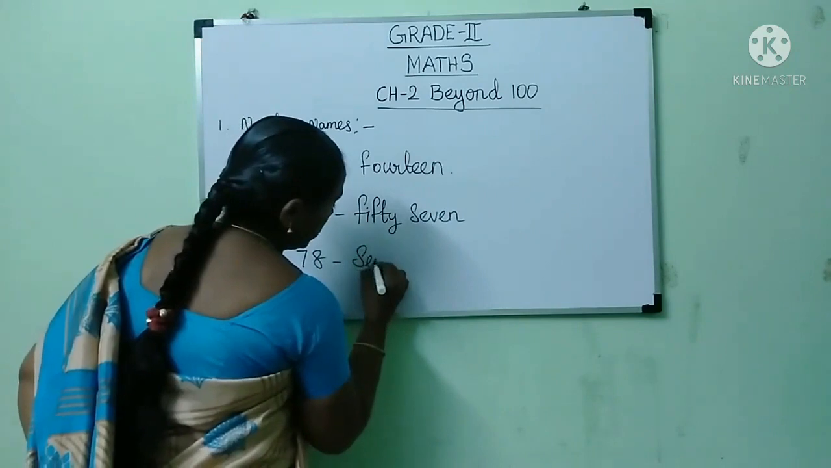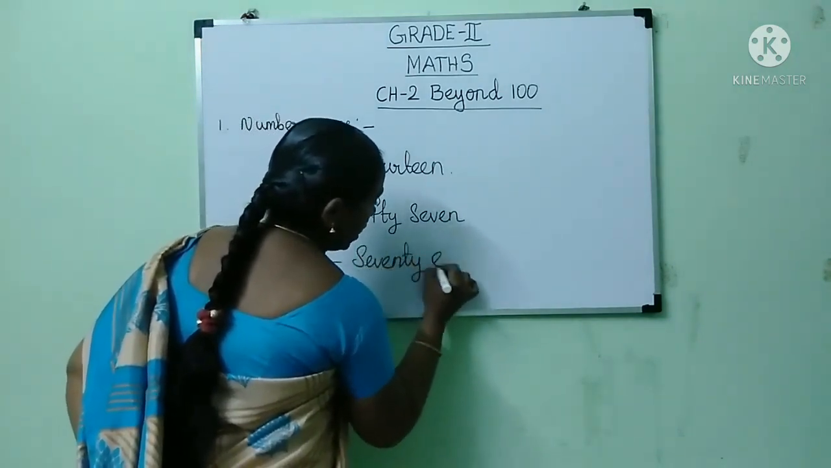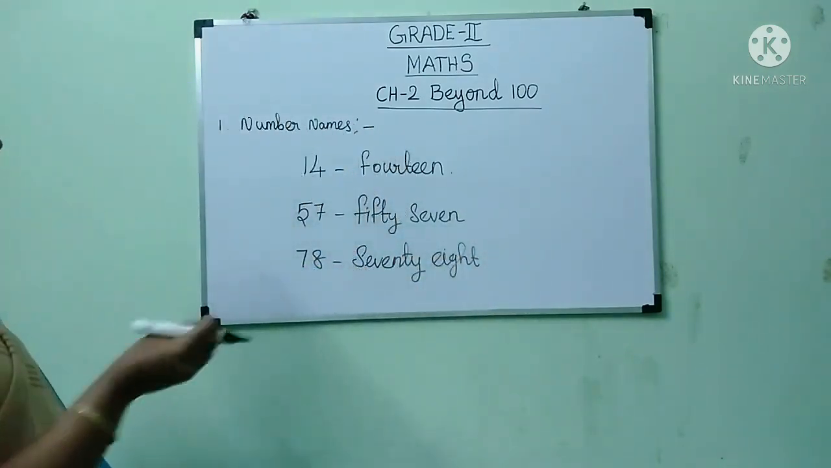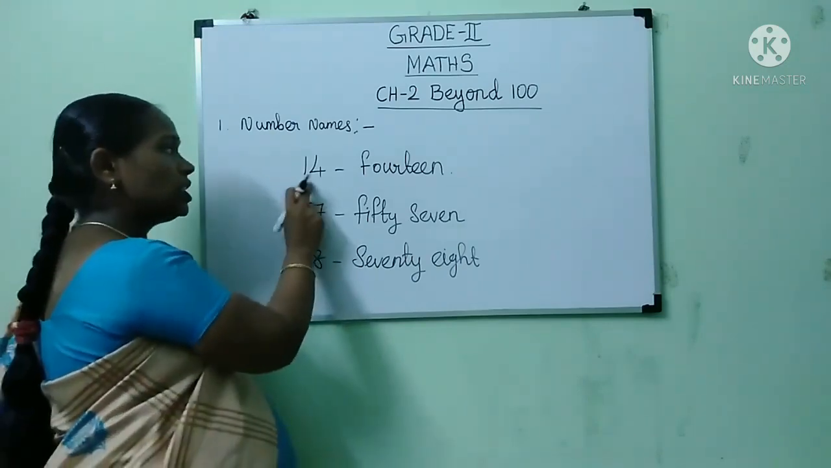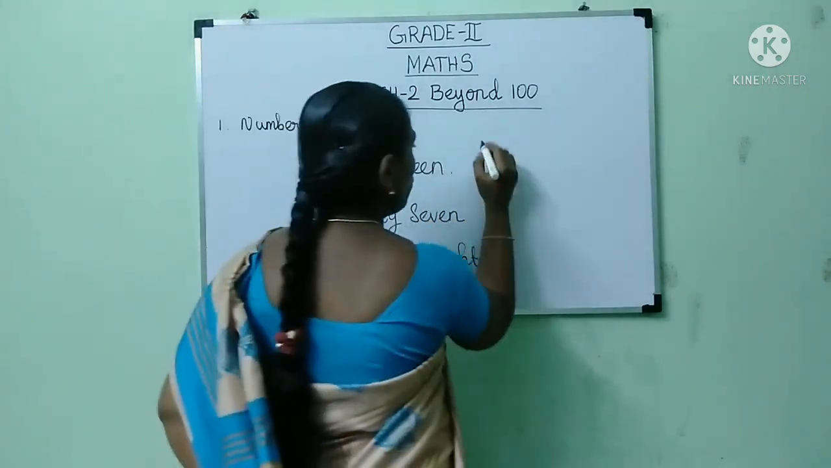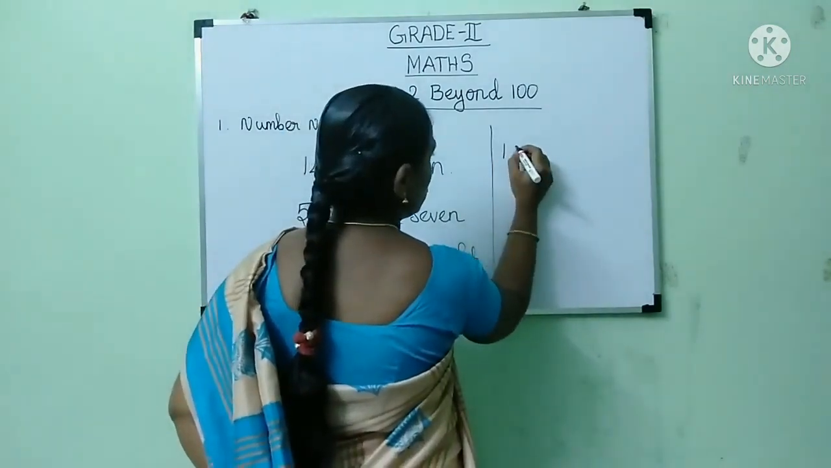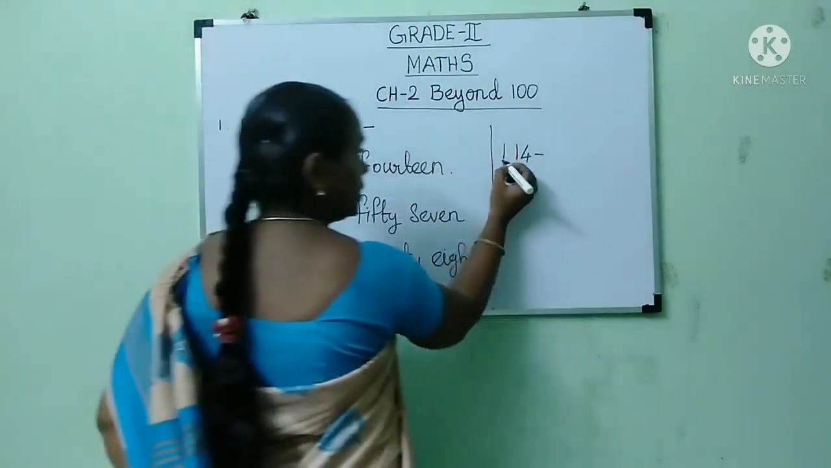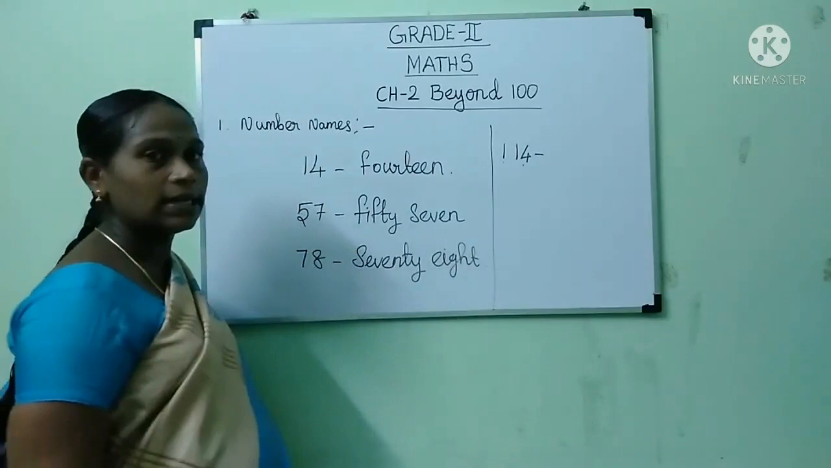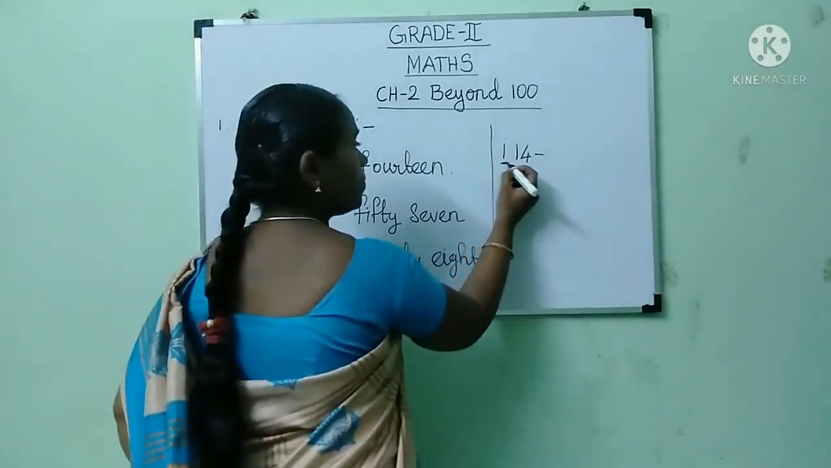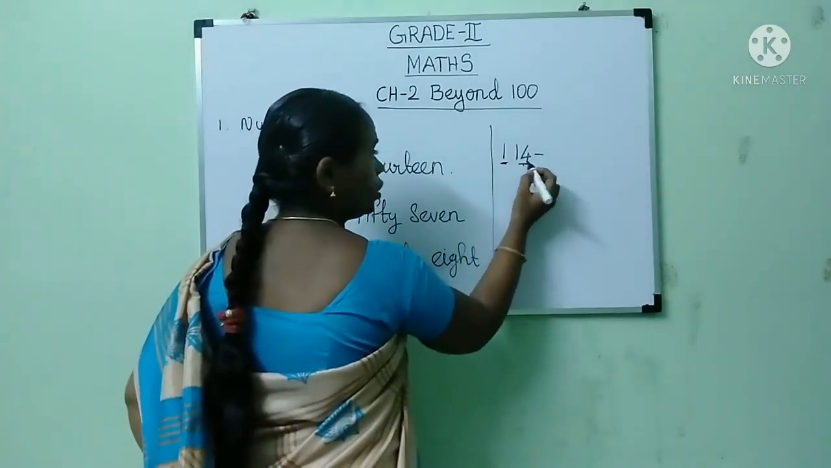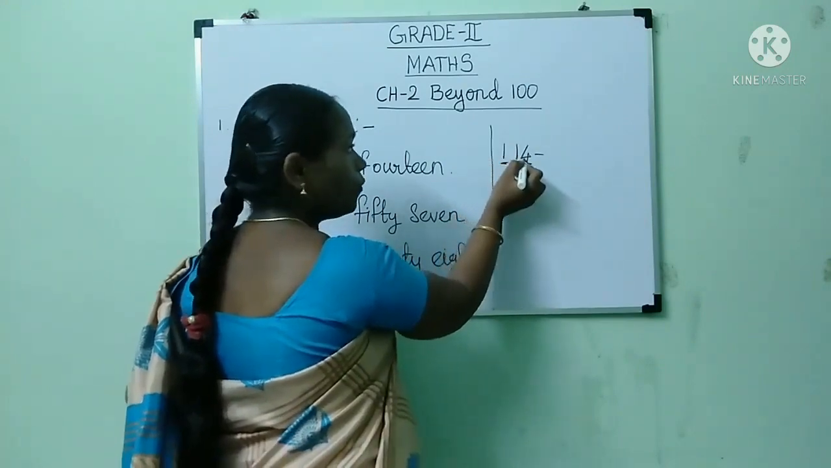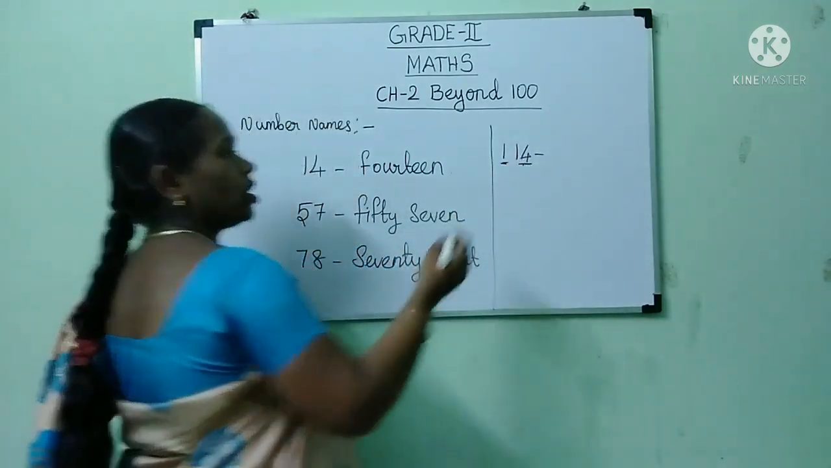Next, what is this number name? 78. Now we'll add another place. Here we have a 2-digit number only, but now it will be a 3-digit number, 114. So how to read this number? 114. What is this number? 1. This is 14. So 1 is the hundreds place. So read 114. So how to write?